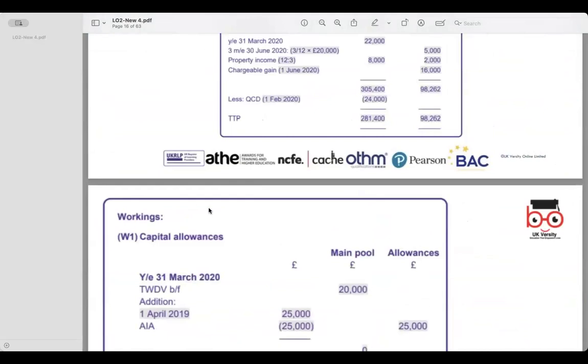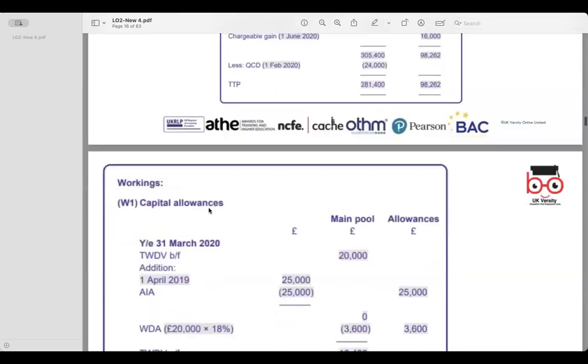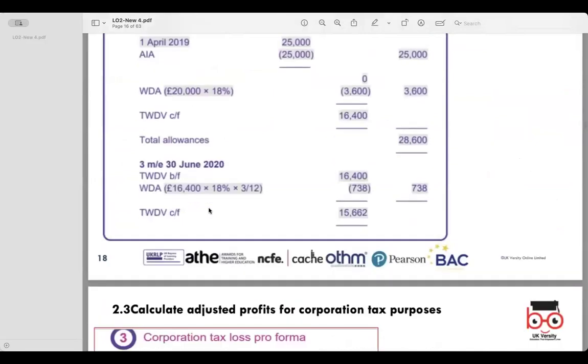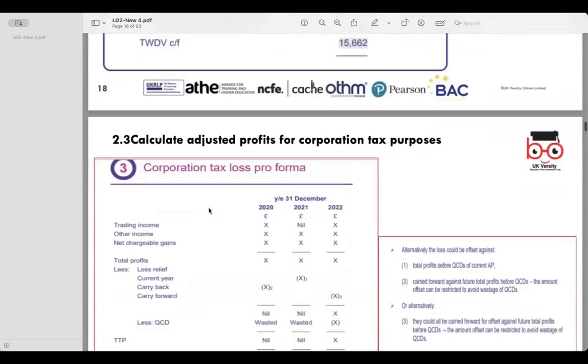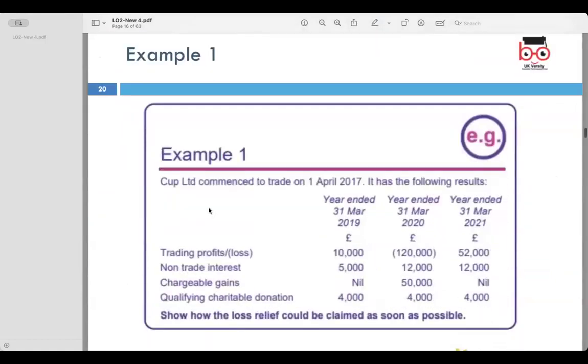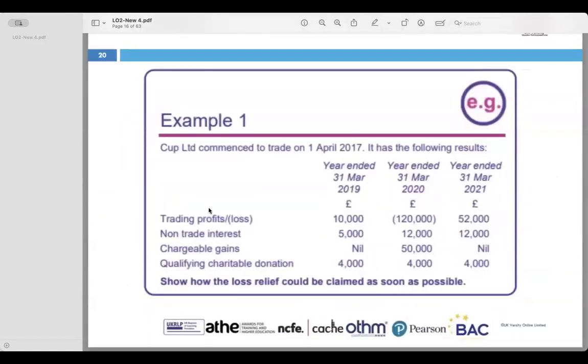So Bogle Limited's total profit for each accounting period for the year ending 31st March 2020: trading income adjusted for tax purposes but before capital allowances is £380,000, bank interest. I will go here.